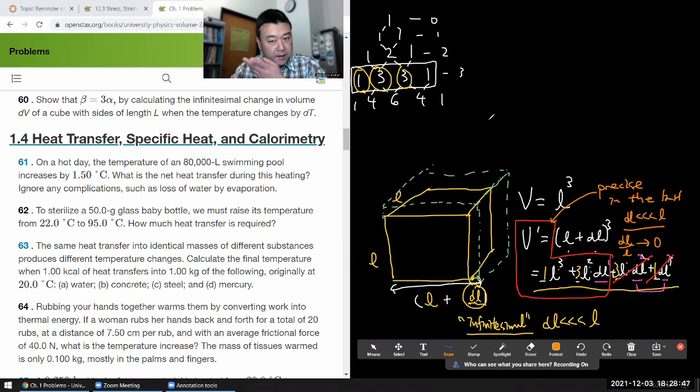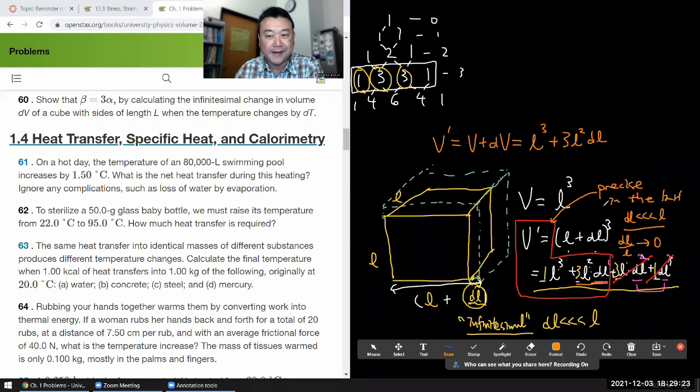We can say my V prime, which I might describe as my original volume plus some change in volume, is not approximately equal to, but exactly equal to this quantity here, L cubed, plus this second term, which has only the first order non-vanishing term, 3L squared dl. So this is the relationship you get, and that's where you get this factor of 3.